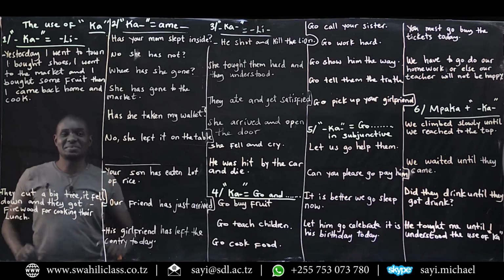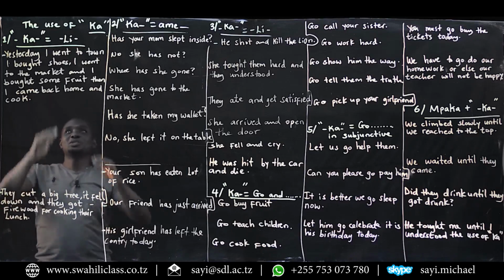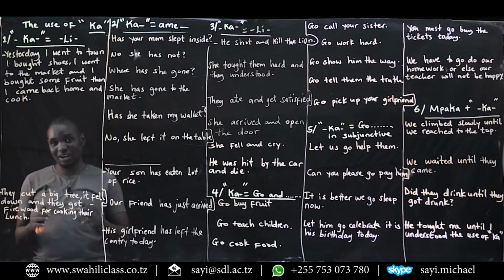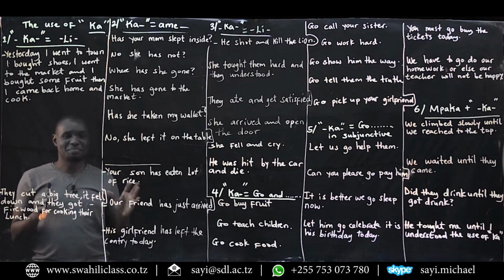Leo ndio siku. Today is indeed the day. Leo ndio siku ya kujifunza ka. So, we have different functions of ka. Different functions of ka. This is just part one of the lesson.